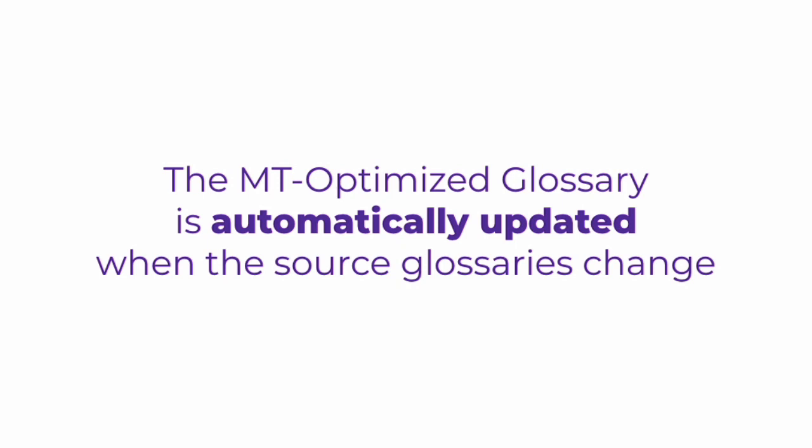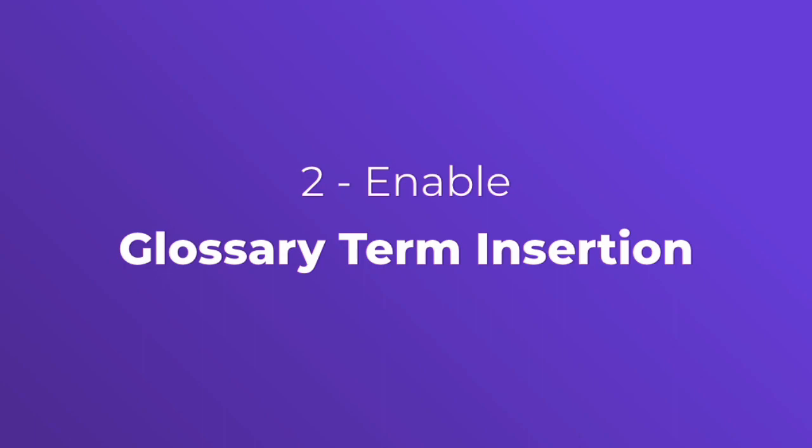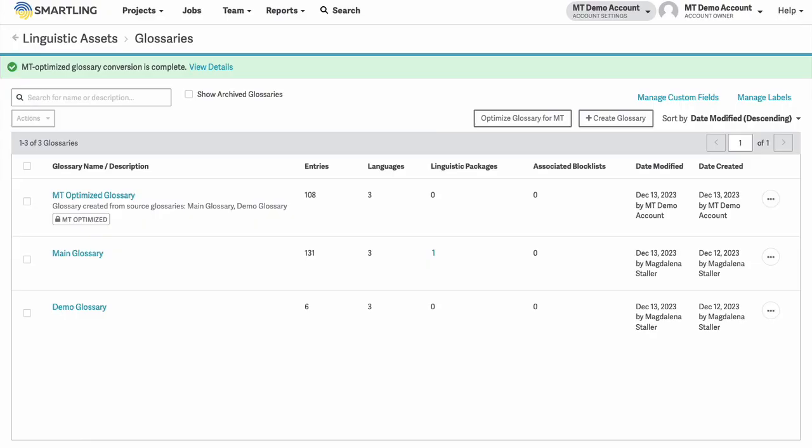The MT optimized glossary is automatically kept in sync with the source glossaries that were used to create it. So whenever you make a change to the source glossaries, like adding, editing, or removing entries, the MT optimized glossary will be updated automatically. Once the MT-optimized glossary is ready, it can now be integrated with your MT profile.